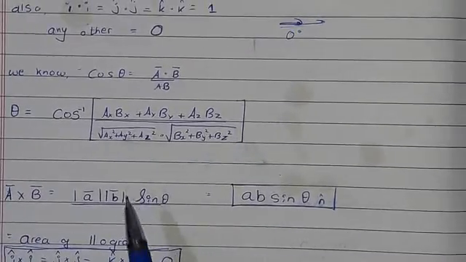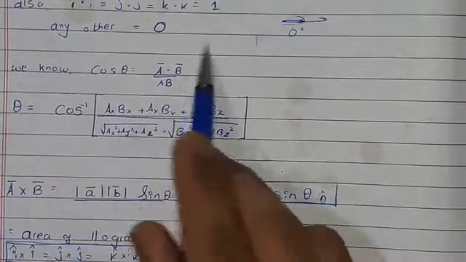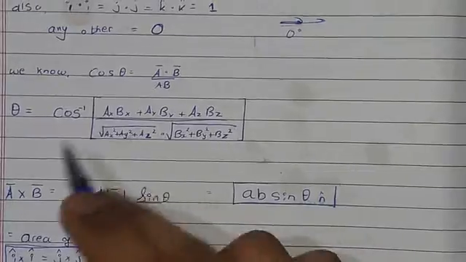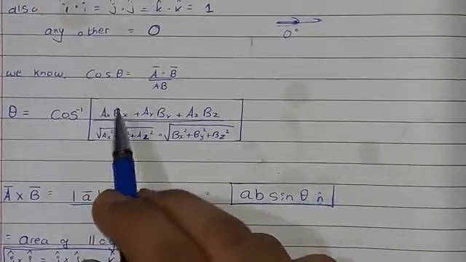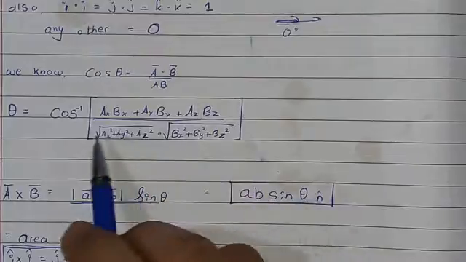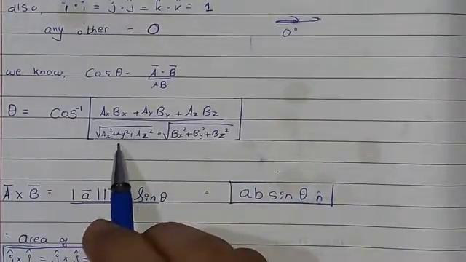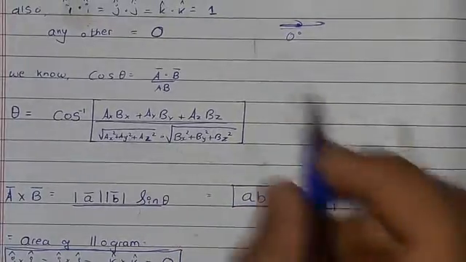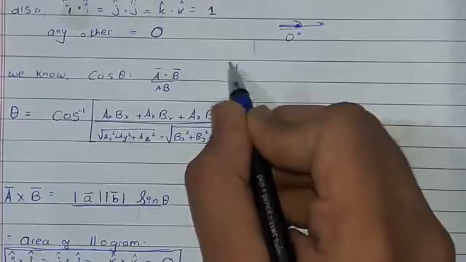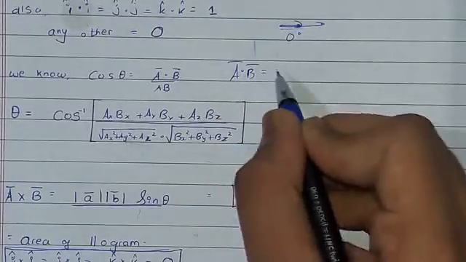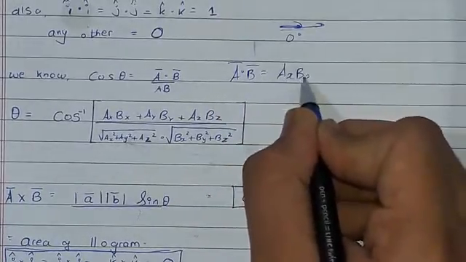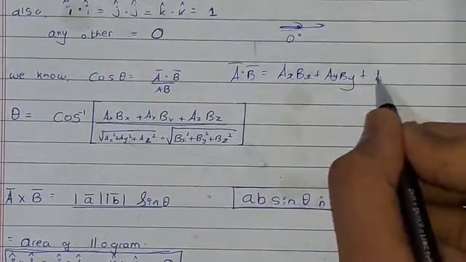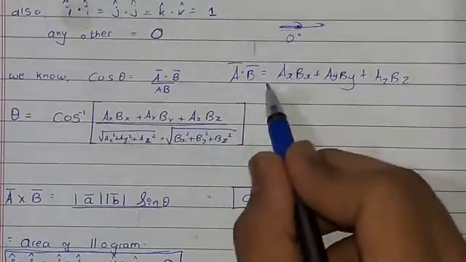Now we have to just expand this formula. If theta is equal to cos inverse of A bar dot B bar upon AB, then theta is equal to cos inverse of AX BX plus AY BY plus AZ BZ upon under root of AX square plus AY square plus AZ square into under root of BX square plus BY square plus BZ square. Now let me tell you, A bar dot B bar is equal to AX BX plus AY BY plus AZ BZ, which is the formula for the dot product.